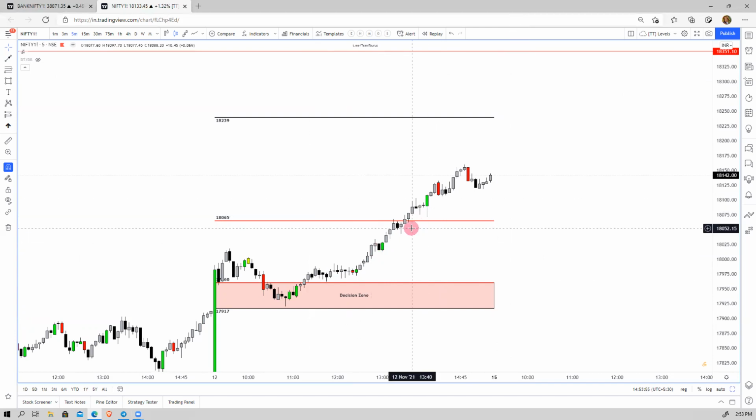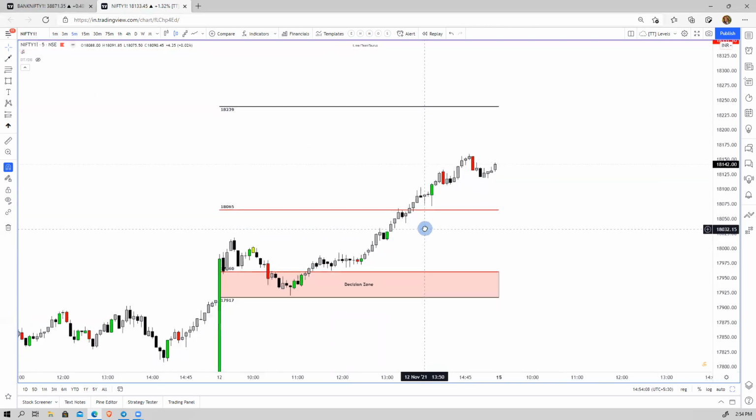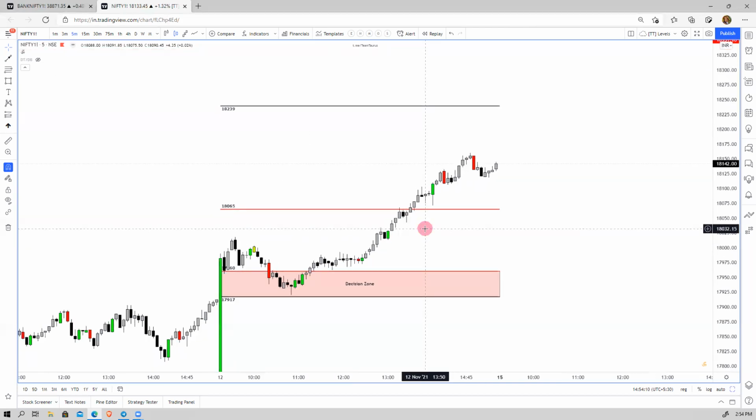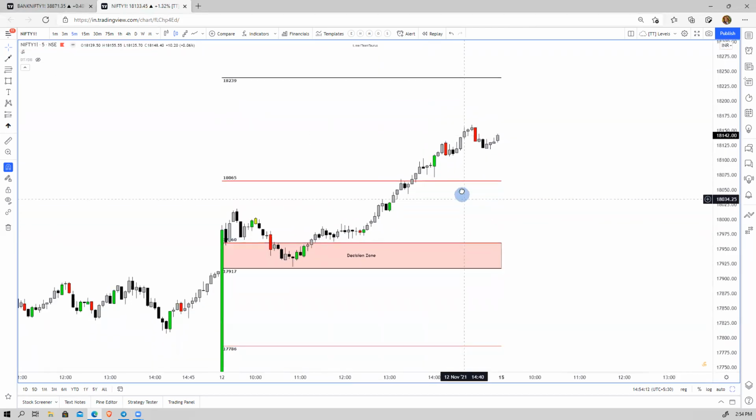Knowing the levels doesn't make you a profitable trader. You need to know how to use those levels. That's the major thing. So guys, this is how you need to take the trades and be profitable.